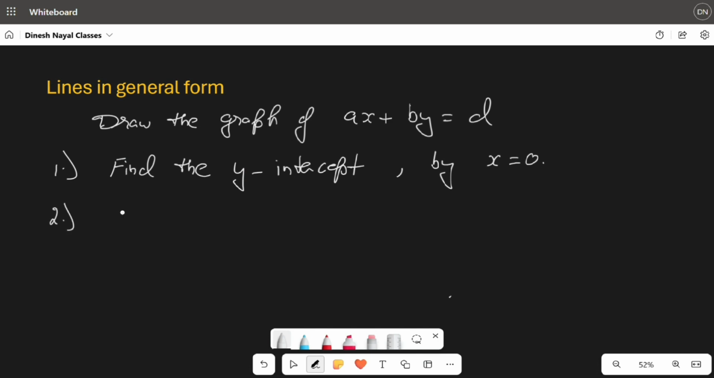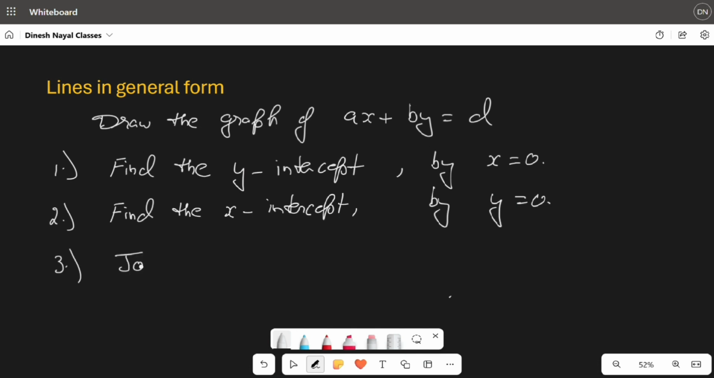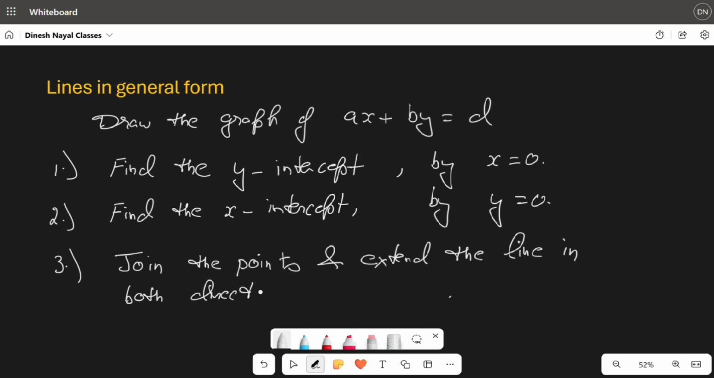Second step is you find the x-intercept. You find the x-intercept by putting y equal to 0. Now the third step is to join the points. Simply join the points, and that will complete your graph, or you can extend the lines to complete the graph, in both directions or either direction. Okay, so now let's take an example to solve this.